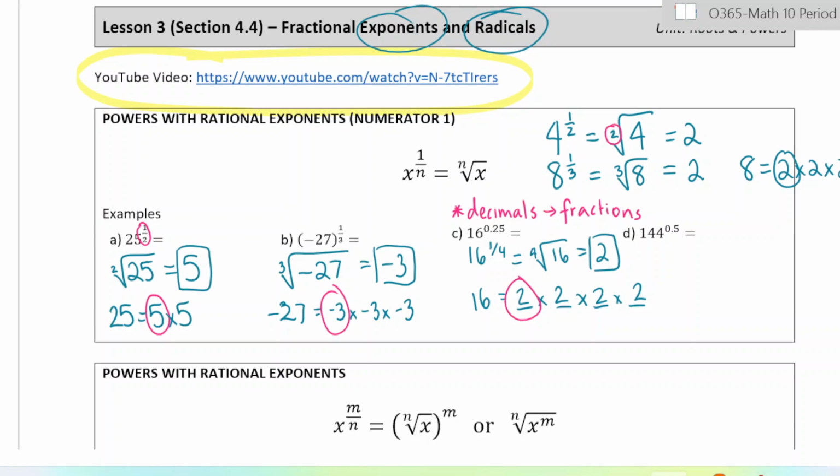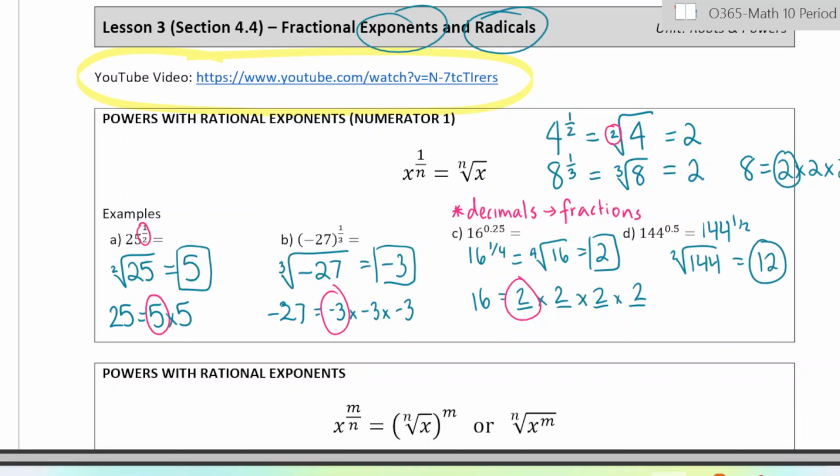Okay, and very last one, you can try on your own. Pause the video and then try it. I'll just do it on my screen here. This is 144 to the half. So it's the square root of 144, which is 12. Halfway to 144 in a multiplying sort of way is 12. Okay, so that's fractional exponents.